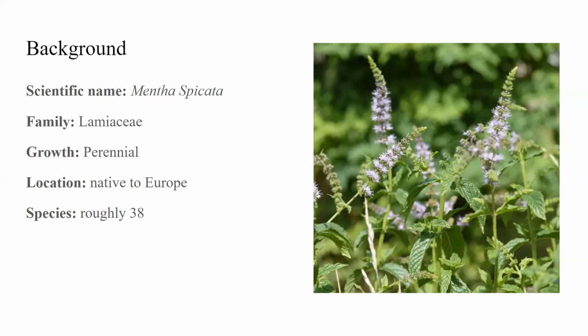meaning spearmint or spiked mint. It falls in the family Lamiaceae, and its growth cycle is perennial, meaning it will pop up again every spring. It is native to Europe, although it has spread to other regions of the world since its initial growth. And there are roughly 38 different species that exist.